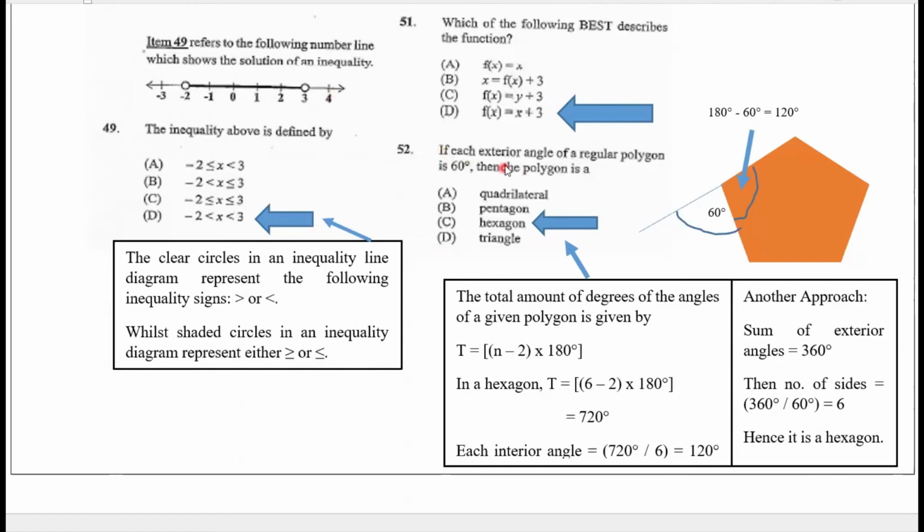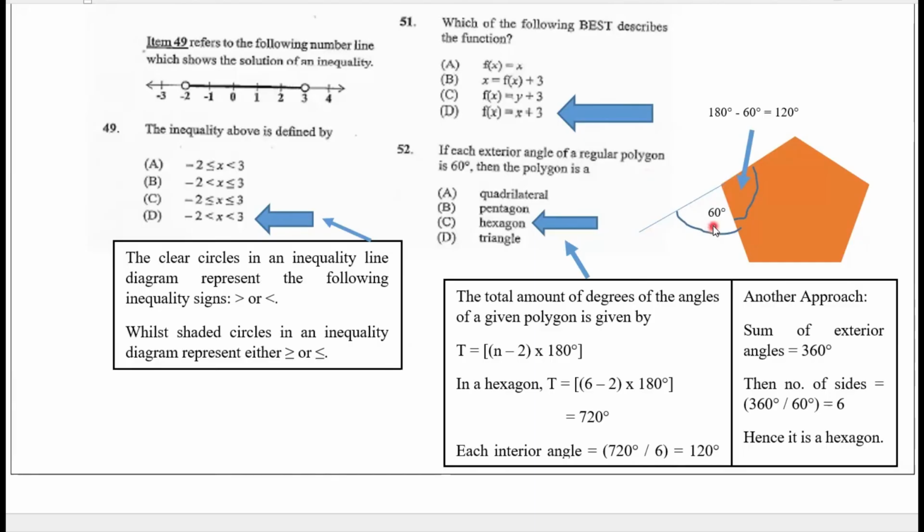52. If each exterior angle of a regular polygon is 60 degrees, the polygon is a what? Now, I took some time into doing this, so I did a drawing as well. A regular polygon will mean that all sides are equal and each interior angle is the same. And by extension, every exterior angle will also be the same. Interior, exterior. Just continue that 180-degree line. This would be the exterior angle, and the exterior is 60.